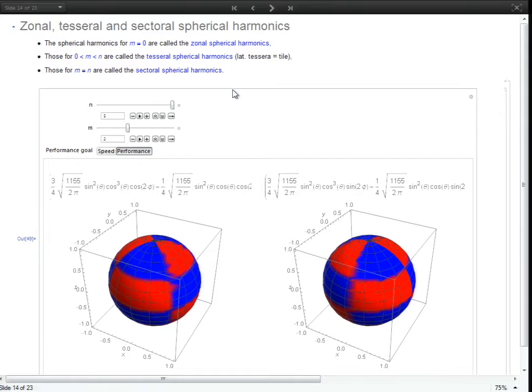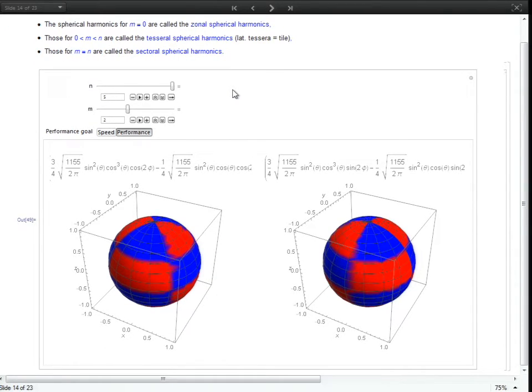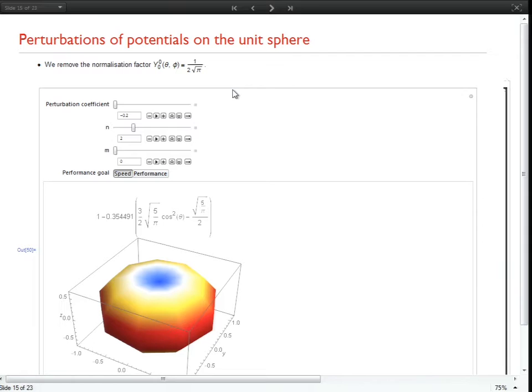These are just the signs, and now let's look at what happens if we perturb the identity function on the unit sphere by such a spherical function. One small step is we just need to remove the normalization of the Mathematica spherical functions so that they are comparable with the one. And then we get, in coarse resolution, these functions on the unit sphere.